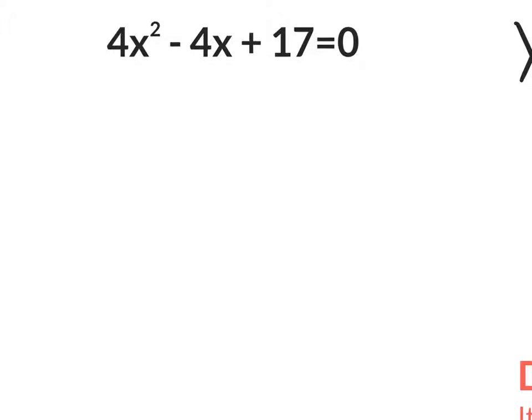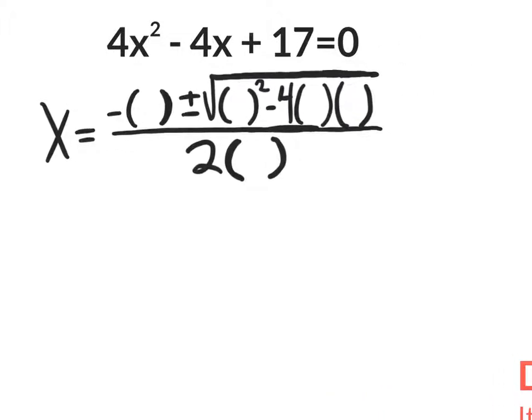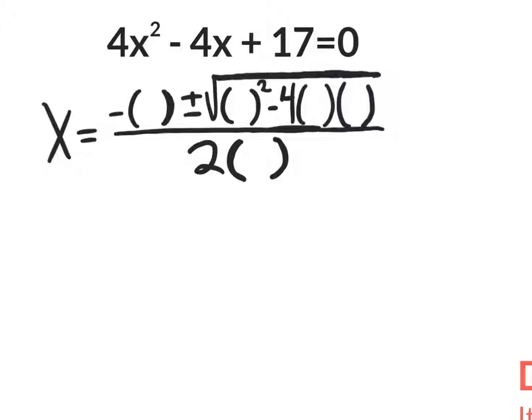So let's use a quadratic formula. Quadratic formula, always start it with parentheses. Identify your A, B, and C value. Your A is 4, your B is negative 4, your C is 17. So you put a negative 4 right here into the B spot, negative 4 right there into the B spot. The A is positive 4, put it right there in the A spot, and also down there in the A position. And the C value is 17.